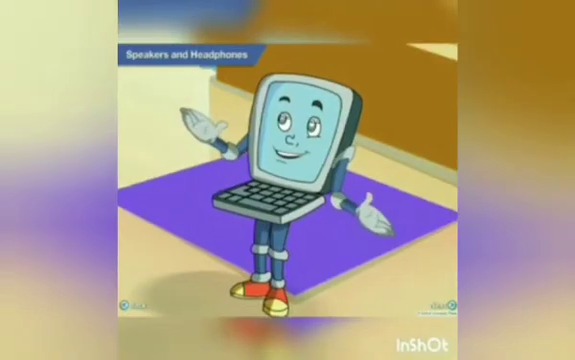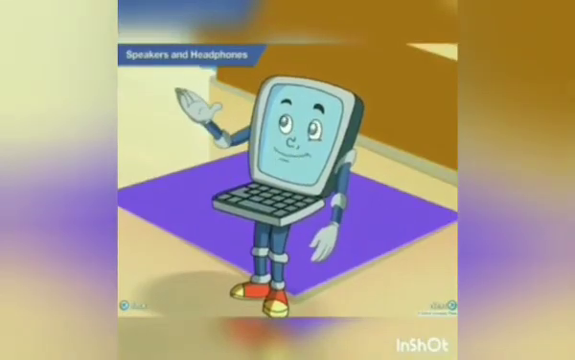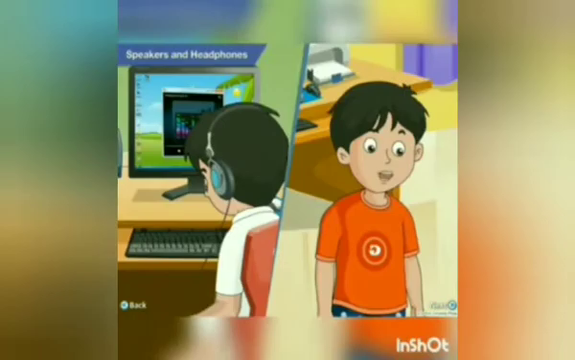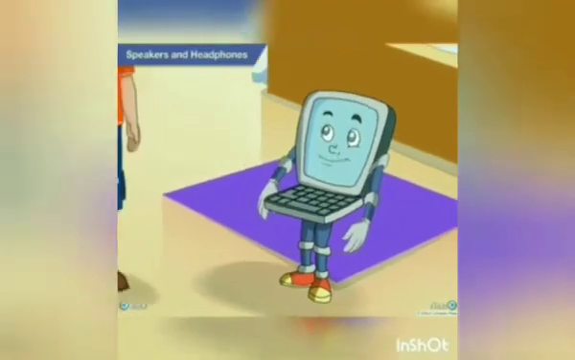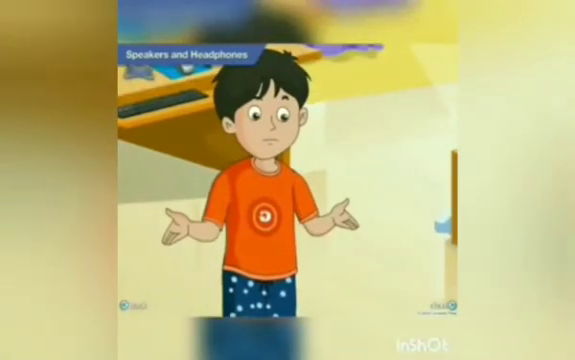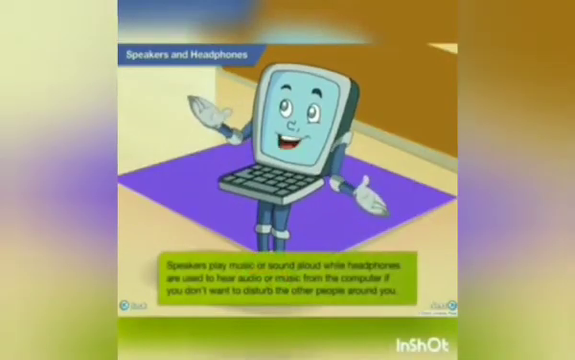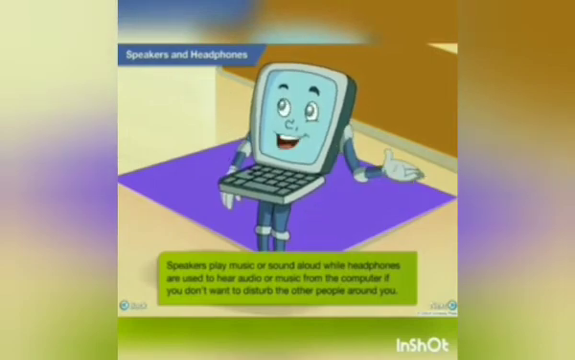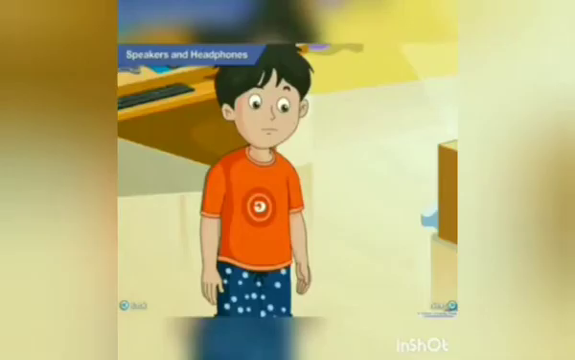Got it, Toggle. Goggle, which device do you use to listen to music on your computer? I sometimes use the speakers and sometimes I use headphones. Why? Goggle, speakers and headphones or earphones are also different types of output devices. They output the music and sound being played by the computer. Oh yes, I understand now. Speakers play music or sound aloud, while headphones are used to hear music from the computer if you don't want to disturb the people around you. That I know. It's just that I didn't know that these devices were also output devices.